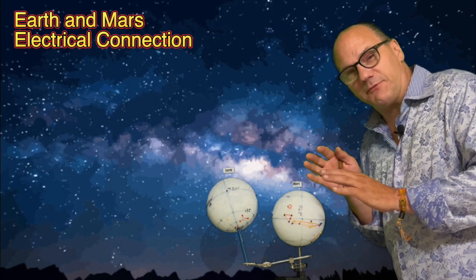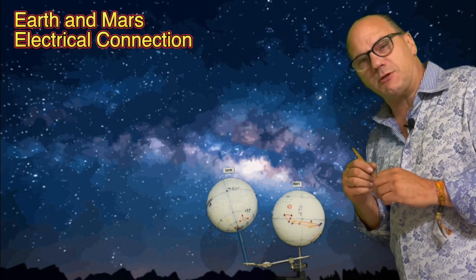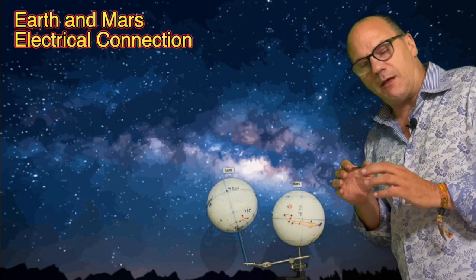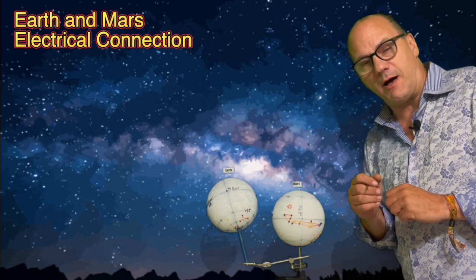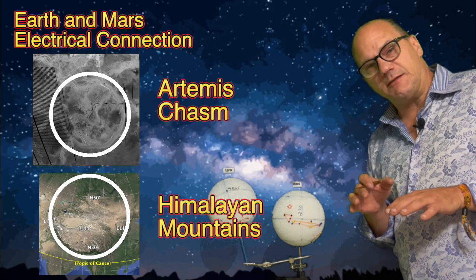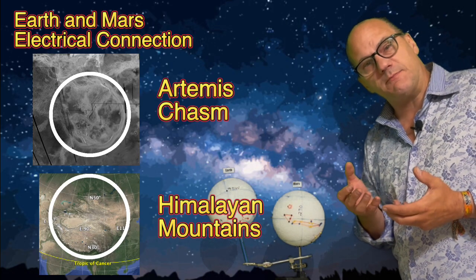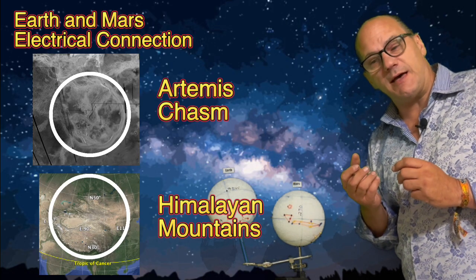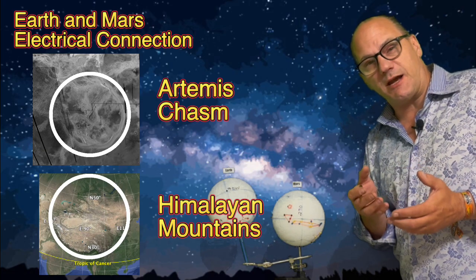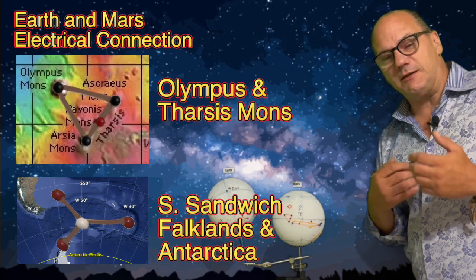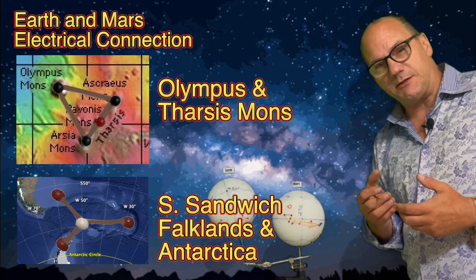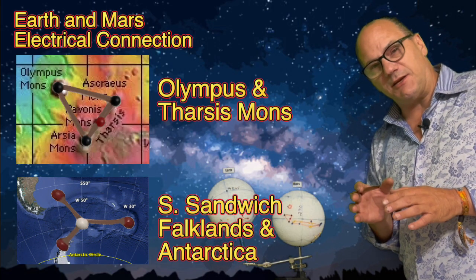I have new models for us to look at, and in this model we're going to talk about the planet Mars, and where Mars connected to the Earth during the apocalypse. Much like Venus has the Artemis Chasm, and the Artemis Chasm has a site on Earth we call the rim of the Himalayan mountain chain, there is a surface affectation on Mars that matches a surface affectation on Earth.